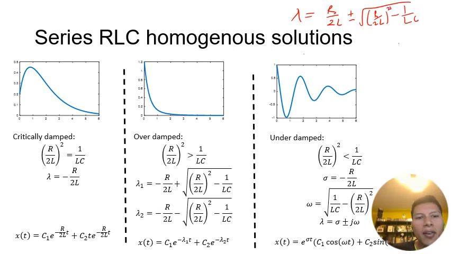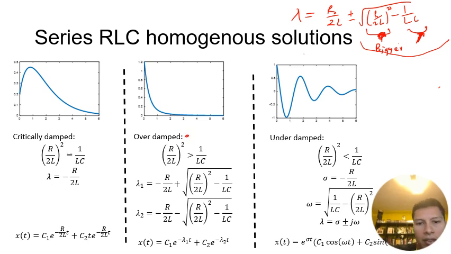Now, in general, if this term here is bigger than this term here, then the square root will be a non-zero real number because the thing under the square root will be positive. And so what that means is that you're going to have two distinct real roots. So when (R over 2L) squared is greater than 1 over LC, your solution will look something like this, a decaying exponential.